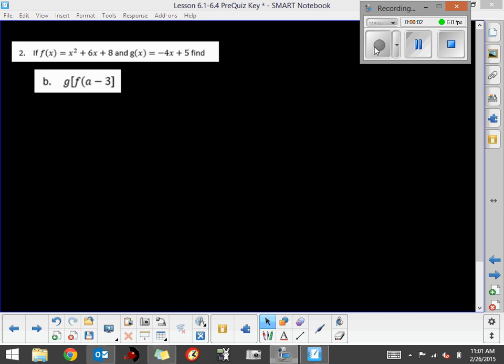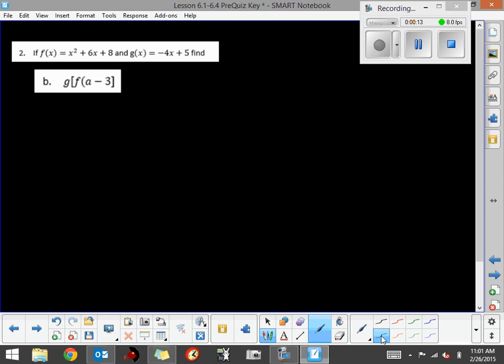Question 2b is another composition of functions we want to put into function g. Function f evaluated at a minus 3. And there is a parenthesis that's missing here in the problem. There should be another parenthesis here, but that kind of wipes that out. So I'm just going to rewrite it so that it's in there correctly. It's g at f at a minus 3.